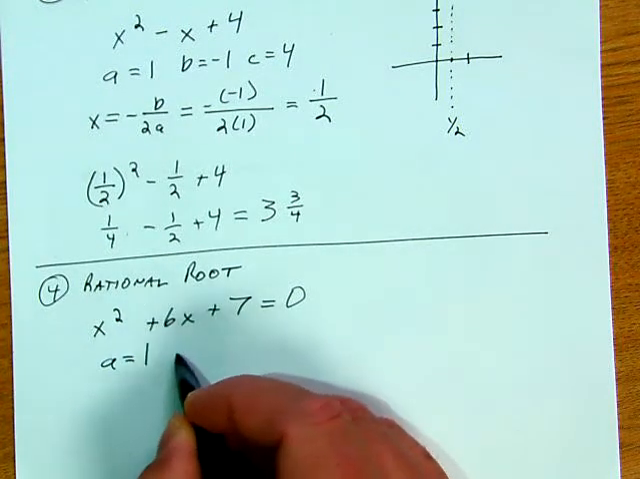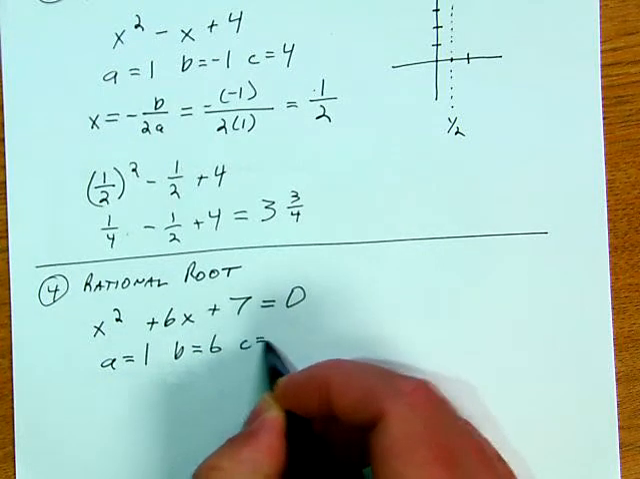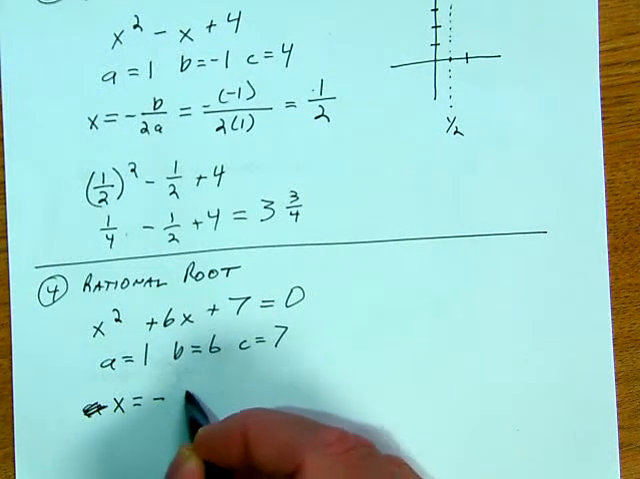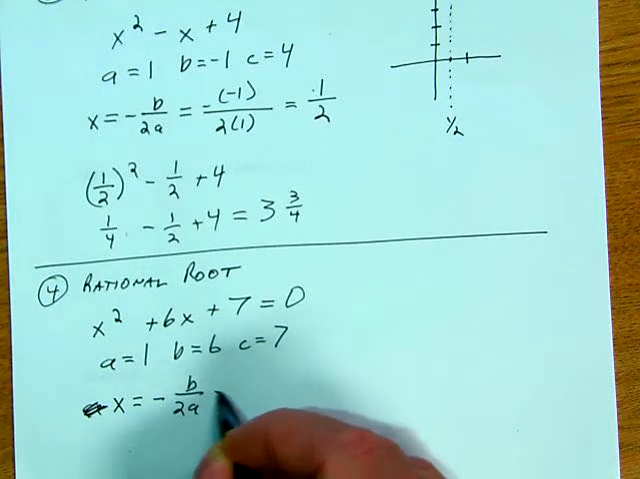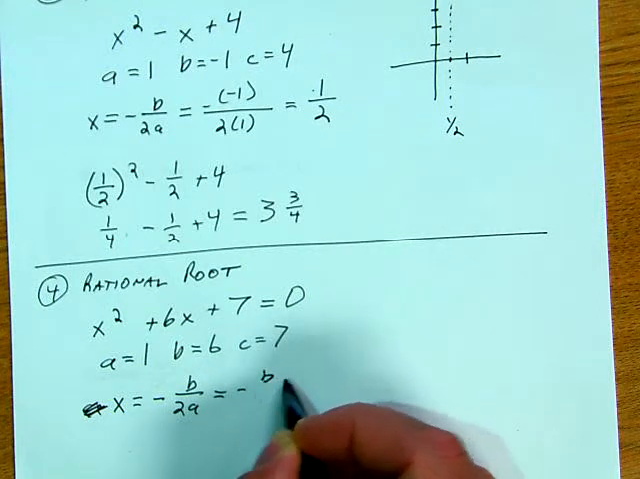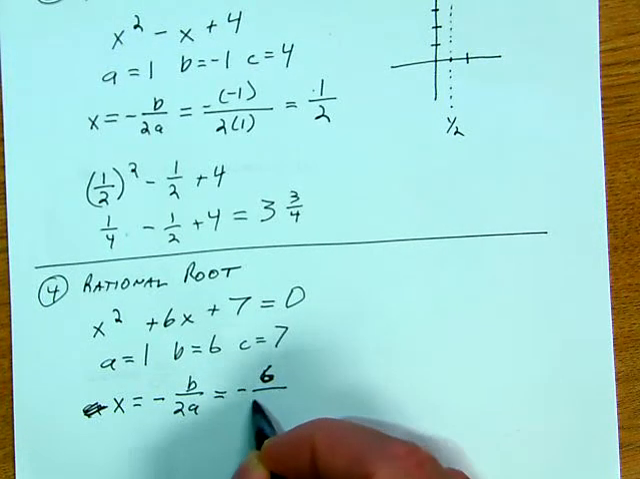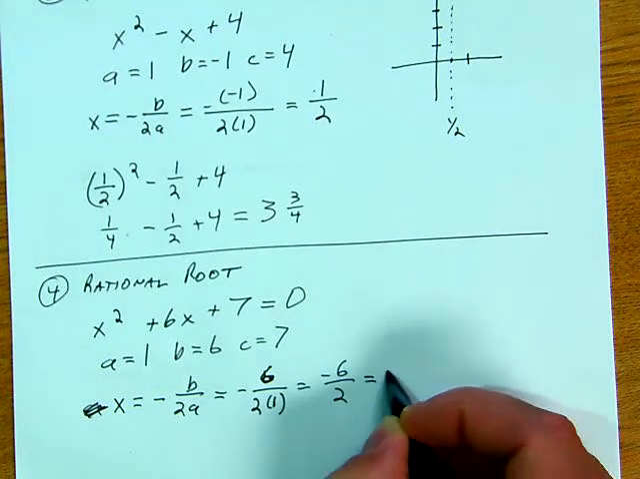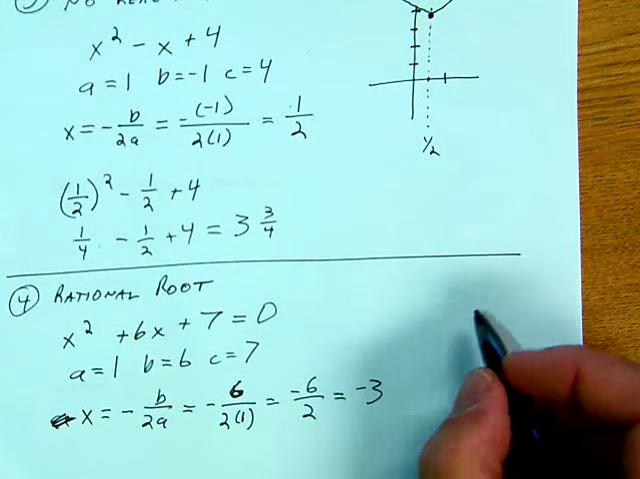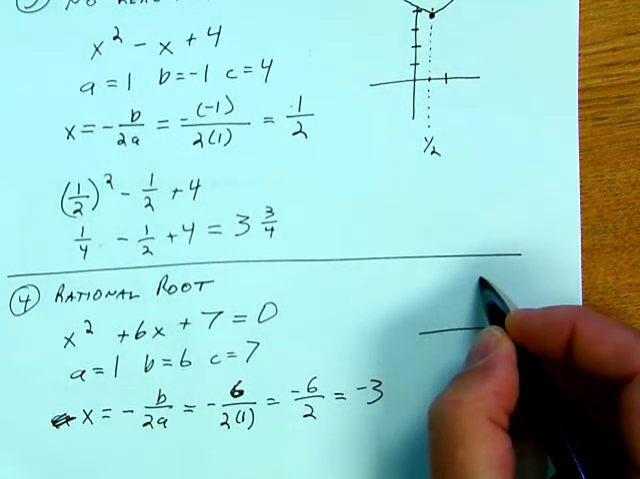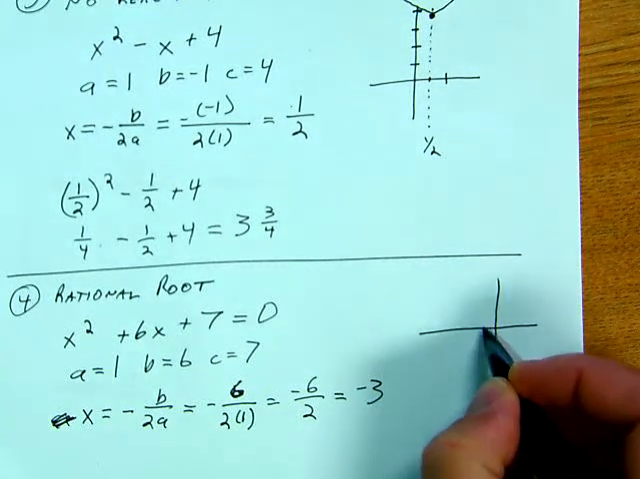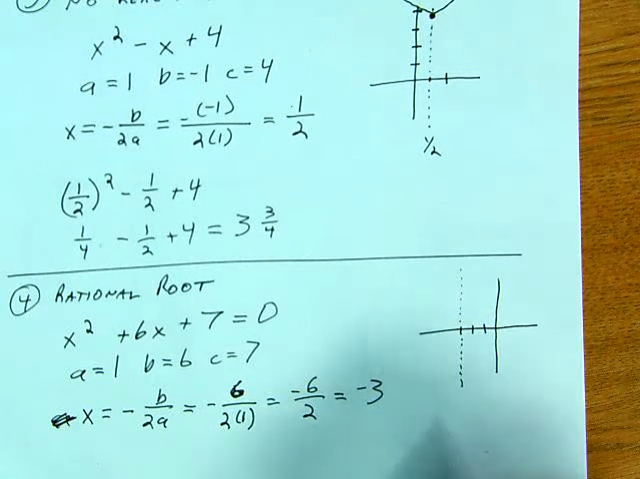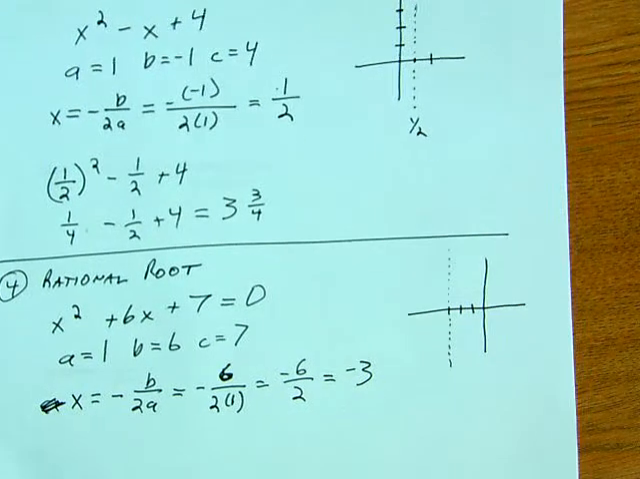In this example, we got a is 1, b is 6, and c is 7. Our axis of symmetry, x is equal to negative b over 2a. b, that's negative 6 over 2 times 1 equals negative 6 over 2, which equals negative 3. So now when I graph this equation, I can immediately say that I'm going to be at negative 3. Let's go 1, 2, 3. And there's my dotted line, my axis of symmetry. Okay? Negative 3. Now let's find my vertex.